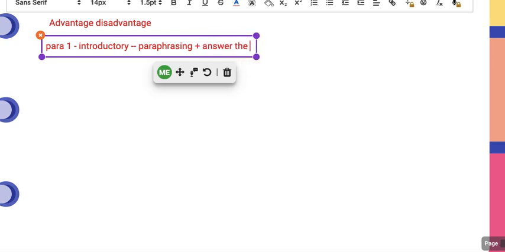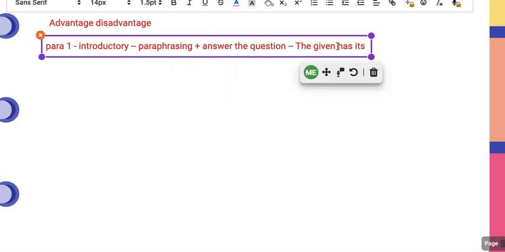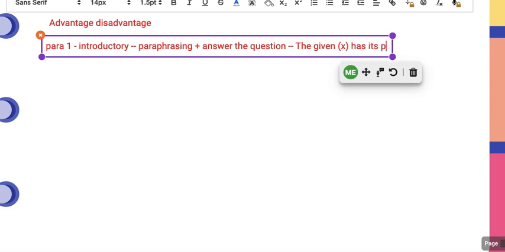What is answer the question? There will always be a question given to you: discuss the advantages and disadvantages of X and Y. So what will you say? You will say, the given situation or the given problem or the given scenario has its, so let me mark this as given X. So whatever is given to you, given X has its pros and cons, merits and demerits, benefits and drawbacks.